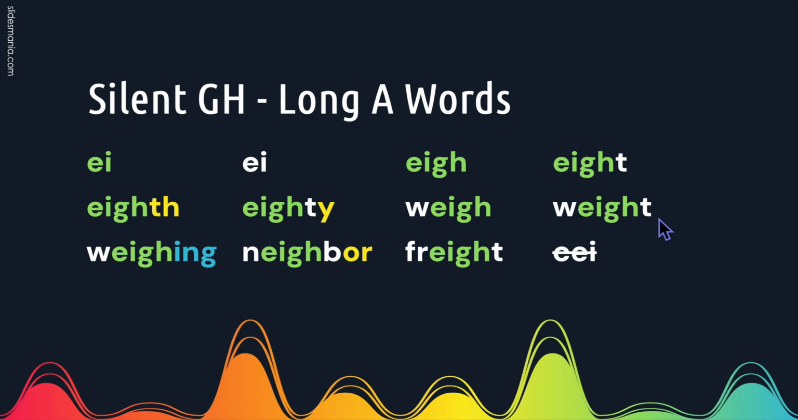Weigh, weight. We can add suffixes and it doesn't change the long A sound. Weighing, neighbor. Now OR usually says or, but at the end of a word it may take on a different sound because it's easier to say. So while this looks like neighbor, most of the time people say neighbor as if this were ER.